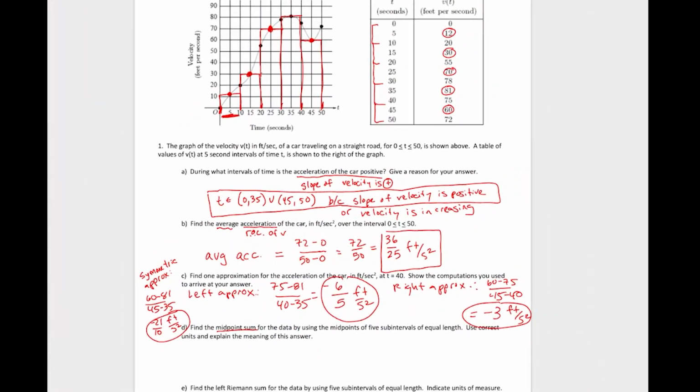computing it. Okay, so we've got 10 times 12, plus, and actually, let's just factor out that 10. Maybe not. Maybe we're not there yet. Plus 10 times 30, plus 10 times 70, plus 10 times 81, plus 10 times 60. This arithmetic's a little tedious here.